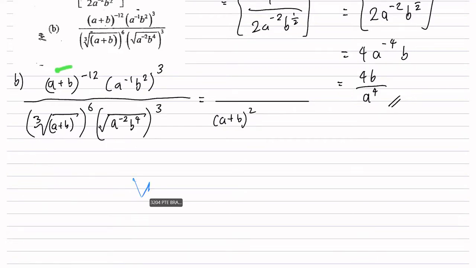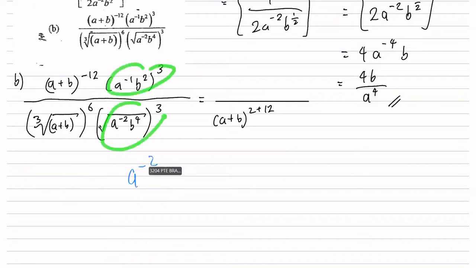Then on top we got (a plus b) power minus 12. So can you bring it down? What happens? It becomes positive 12. Same base, a plus b, right? So plus 12, so plus 12. I'll write it later. I'll just write down plus 12 for now. Show some working in case you forget.